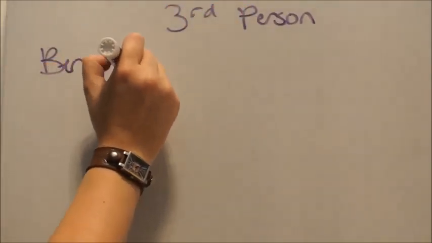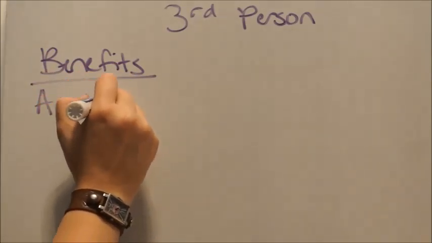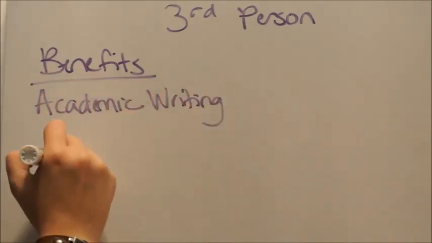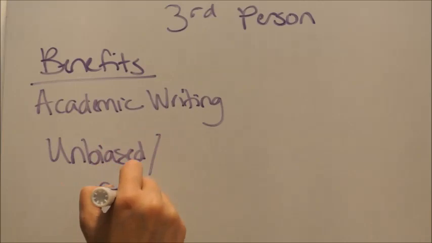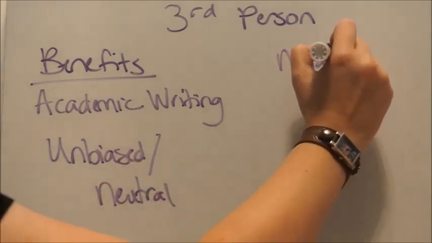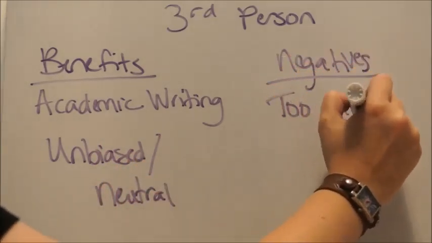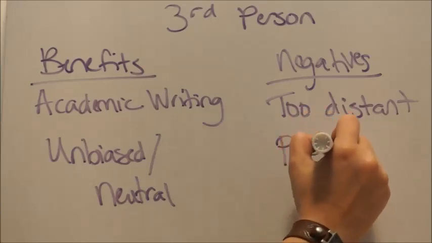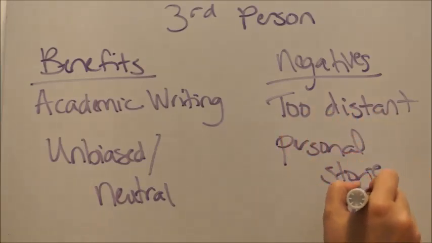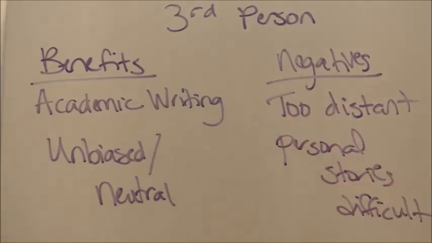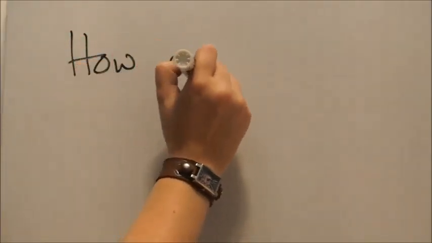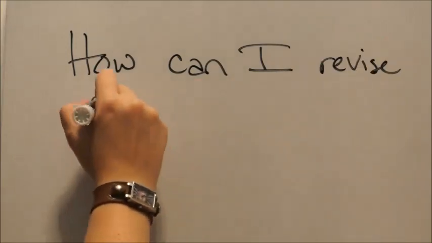Now, third person is generally the academic standard. That's what you want to be writing in, and it's considered unbiased and neutral. Now, there are some downsides to that because sometimes you're just too distant from your topic in third person, and it makes telling a personal story really difficult. So each of the persons has certain benefits and certain negatives associated with it.